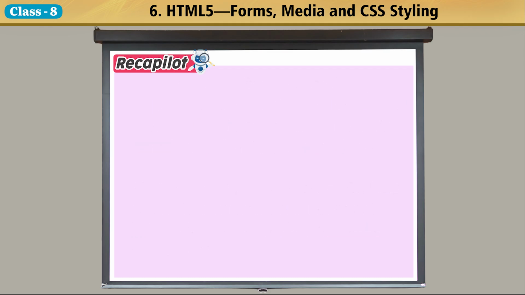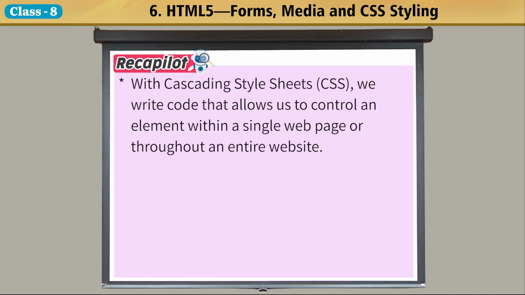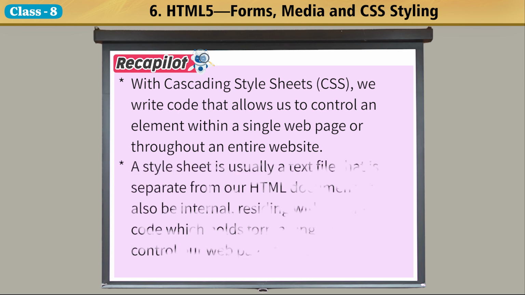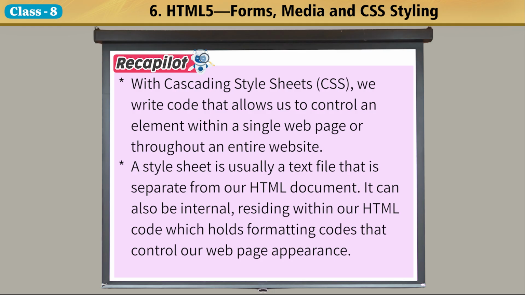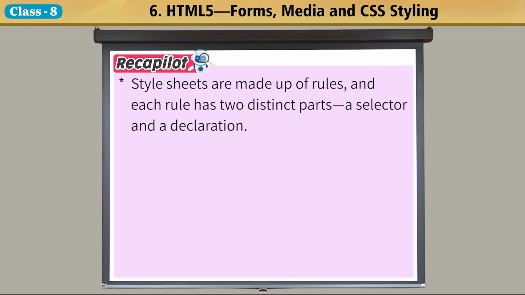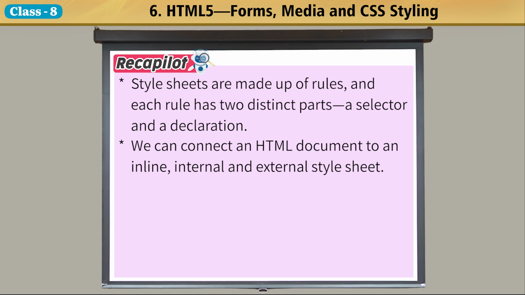With cascading style sheets, CSS, we write code that allows us to control an element within a single web page or throughout an entire website. A style sheet is usually a text file that is separate from our HTML document. It can also be internal, residing within our HTML code, which holds formatting codes that control our web page appearance. Style sheets are made up of rules, and each rule has two distinct parts, a selector and a declaration. We can connect an HTML document to an inline, internal and external style sheet.